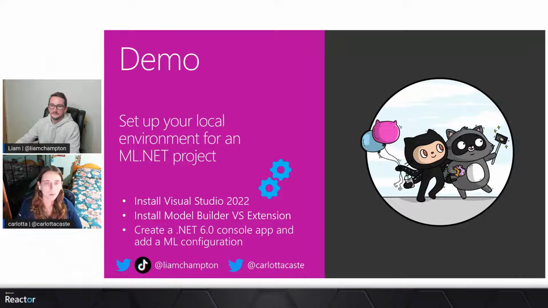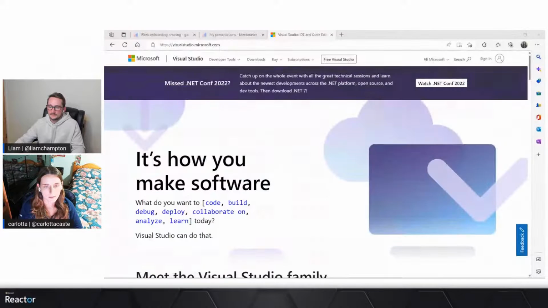So in this demo, what I will show you is how to install Visual Studio 2022, which is one of the most common IDEs for .NET developers, how to install the Model Builder extension for Visual Studio, and also how to create a console application, so an application which has a console to interact with the user in Visual Studio, and how to add a machine learning configuration to this console application. So let me go to my browser first.